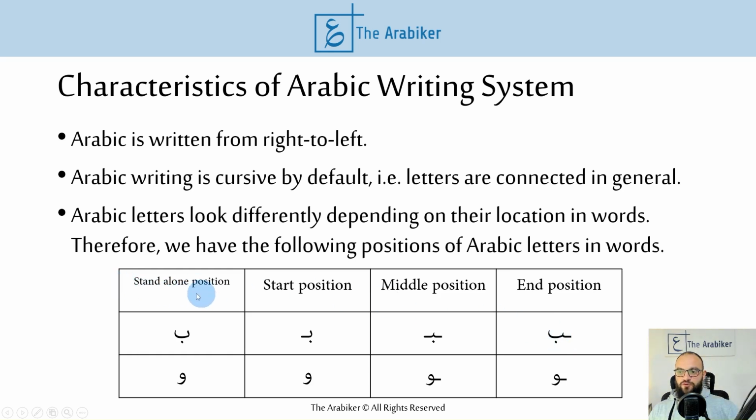So again, we have a standalone position, start position, middle position, end position. You might have noticed something here with this example, that some of them are identical, right? Yes. Because Arabic letters connect, that is correct, but not all of them connect from both sides. Some of them just refuse to connect to the next letter, for example, like the waw here. The waw does not join up to the next letter. That's why the standalone position and the start position look similar. And that is also why the middle position and the end position look identical.